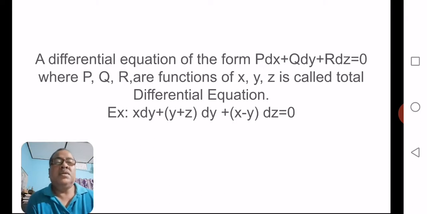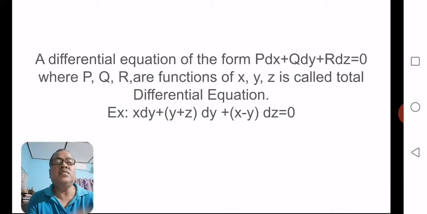In a total differential equation, the form should be p dx plus q dy plus r dz equal to 0, and p must be a function of x, y, z, q must be a function of x, y, z, and r must be a function of x, y, z. Suppose p is equal to x. Directly we can say p is a function of x, but we can treat p as a function of x, y, z also, because x can be written as x plus 0 into y plus 0 into z.